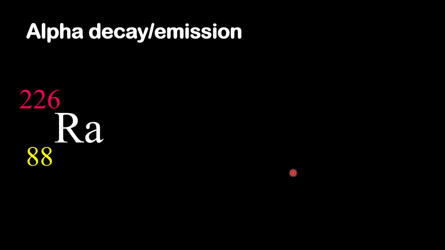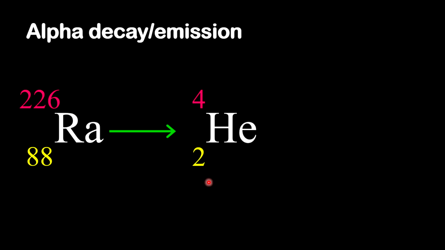Let's look at the example here for radium. Radium 226, with a proton number of 88, undergoes alpha decay or alpha emission. Notice that emission means emitting the particles, giving off the particles. So if you give off the alpha particle, remember an alpha particle is helium, with a mass number of 4 and a proton number of 2. So what will happen here now?